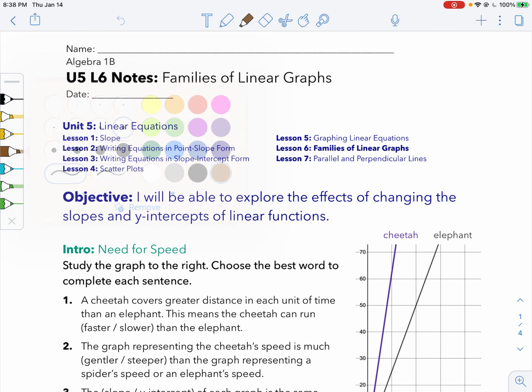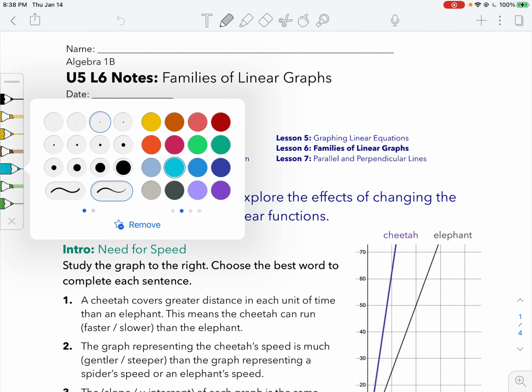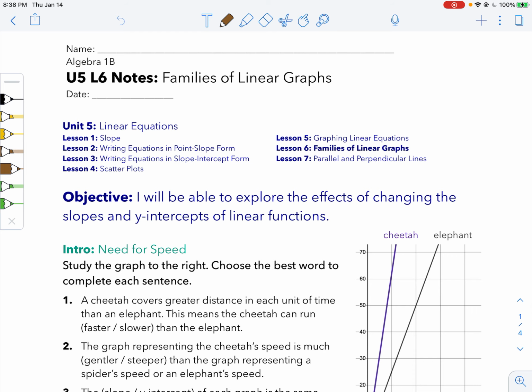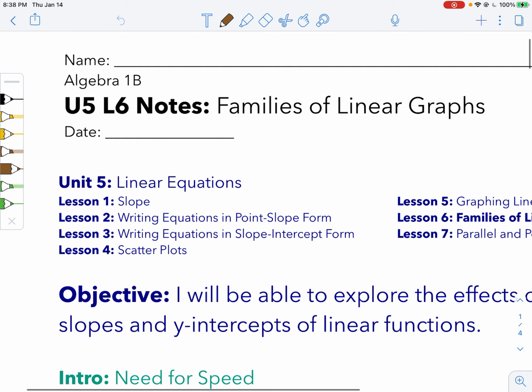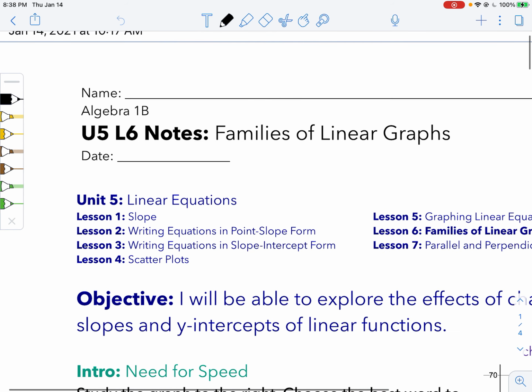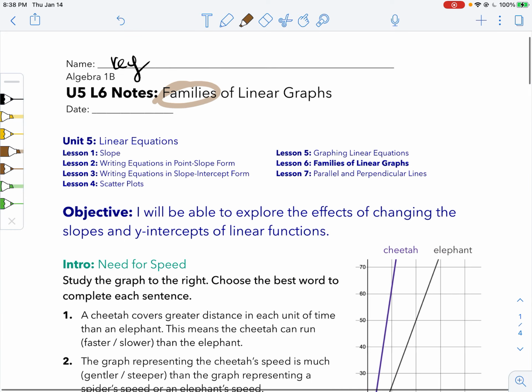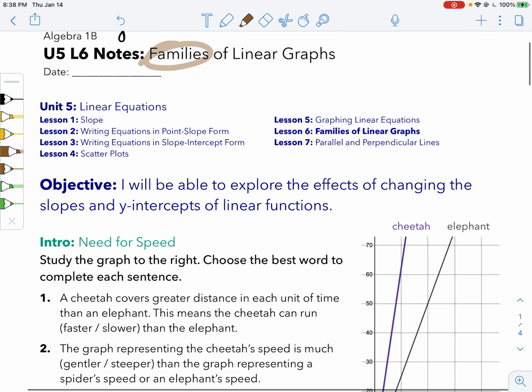Today we'll be talking about families of linear graphs. We've been talking about lines and different ways to graph them, and now we're going to look at ways that they are all connected, how they are in fact related to make a family. By the end of the day, you will be able to explore the effects of changing both the slope and the y-intercept of linear functions.